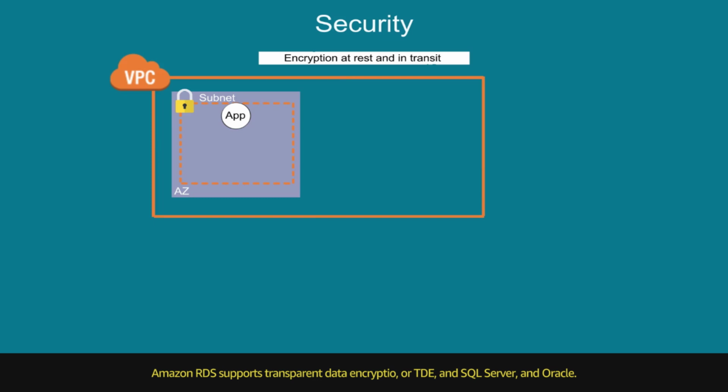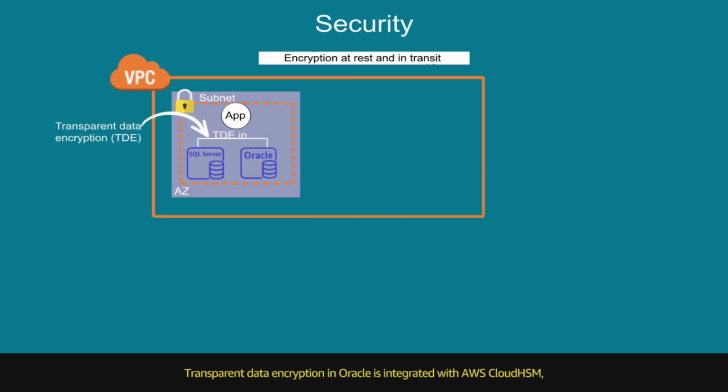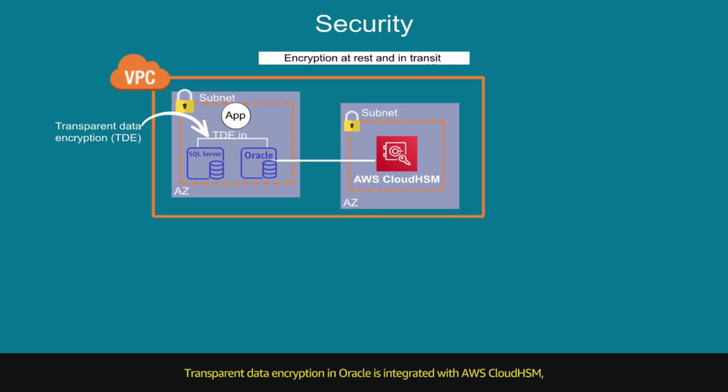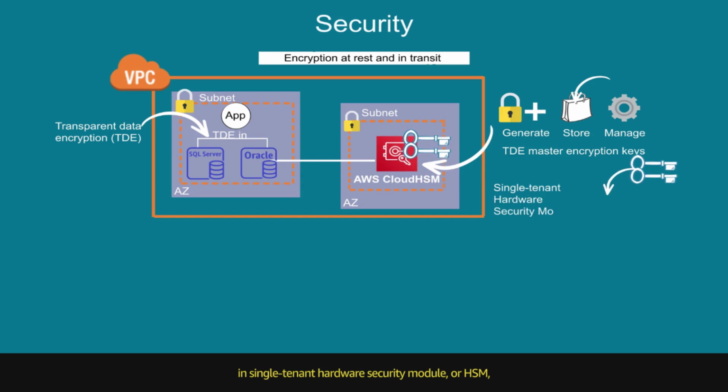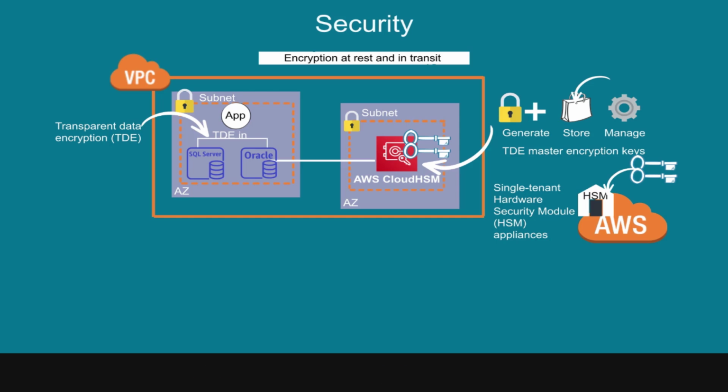Amazon RDS supports transparent data encryption, TDE, in SQL Server and Oracle. Transparent data encryption in Oracle is integrated with AWS CloudHSM, which allows you to securely generate, store, and manage your cryptographic TDE master encryption keys in single-tenant hardware security module, HSM, appliances within the AWS cloud. With TDE, the database software encrypts data before storing it on disk.